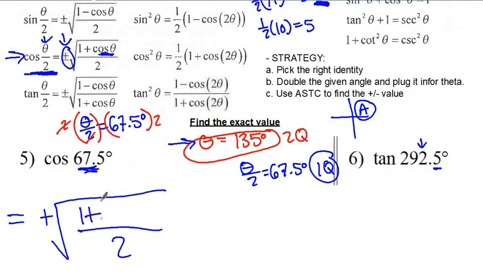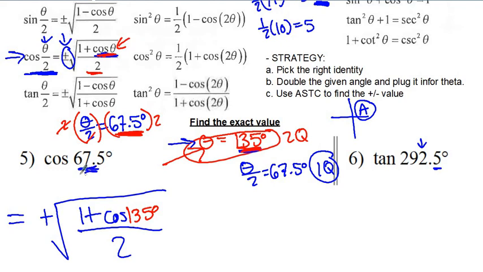And then we have 1 plus, and this is what often confuses people. This right here, cosine of theta, what you need to put there, don't put 135, because that's not the cosine of theta. Cosine of theta is the cosine of 135. So you actually have to take cosine of theta and replace the theta with that angle that you just found. And again, we found that angle by doubling 67.5.